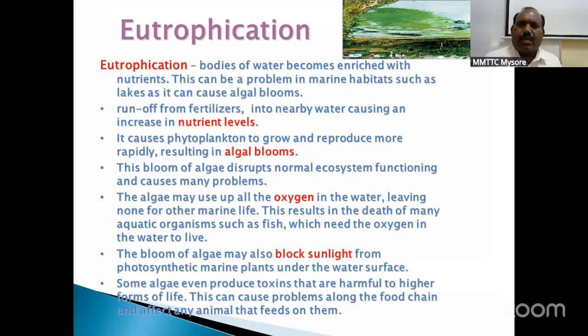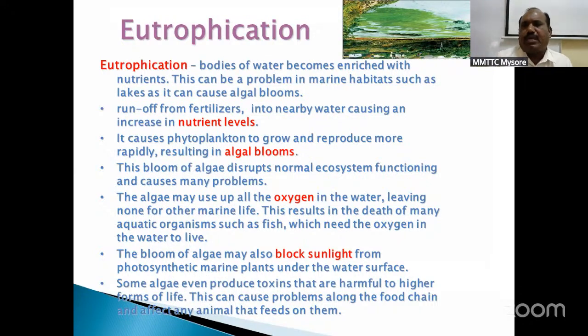In general, eutrophication occurs in all freshwater bodies. You can also apply this in marine water. Eutrophication: the bodies of water become enriched with nutrients. This is a problem of aquatic habitats such as lakes, and it can be caused by algal blooms. Runoff from fertilizers into nearby water causes an increase in nutrient levels. It causes phytoplankton to grow and reproduce more rapidly, resulting in algal blooms. Algal blooms are the biological indicators which show the quality or deterioration of the water in fresh water or in marine water.